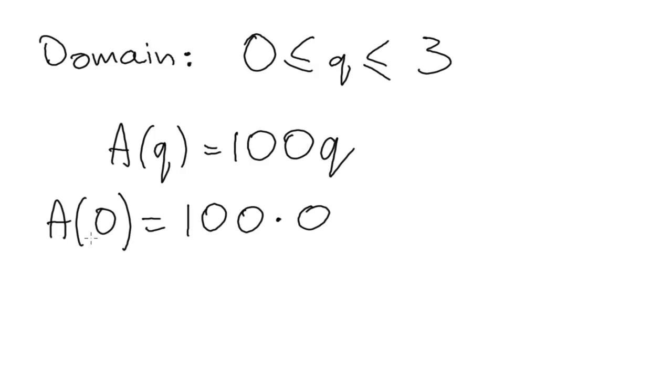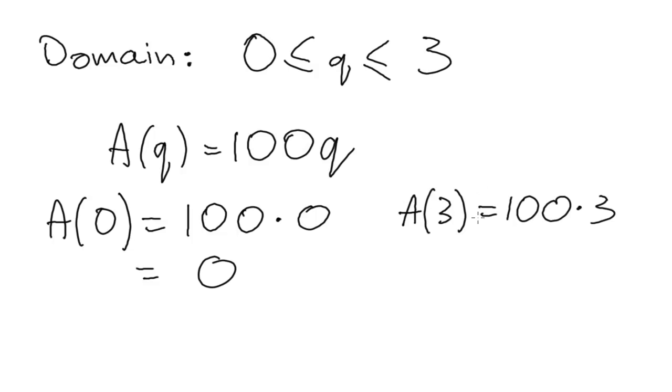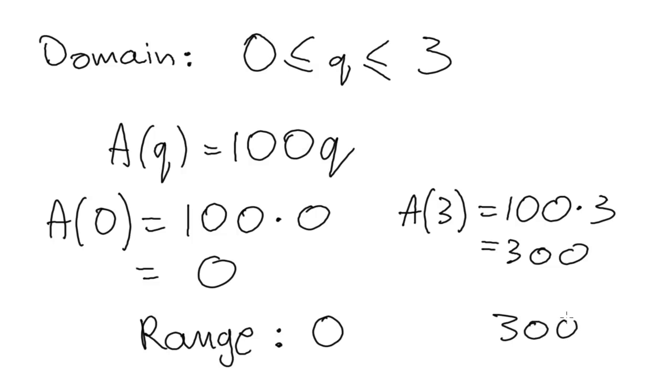A of 0 will equal 100 times 0, and that equals 0. So now let's evaluate when A of 3 is equal to 100 times 3. Here we can simplify this. So 100 times 3 will equal 300. In this case, your range is between 0 and 300. And the way to write it is A of q is greater than or equal to 0 and less than or equal to 300. Let's take a look at how to create a graph.